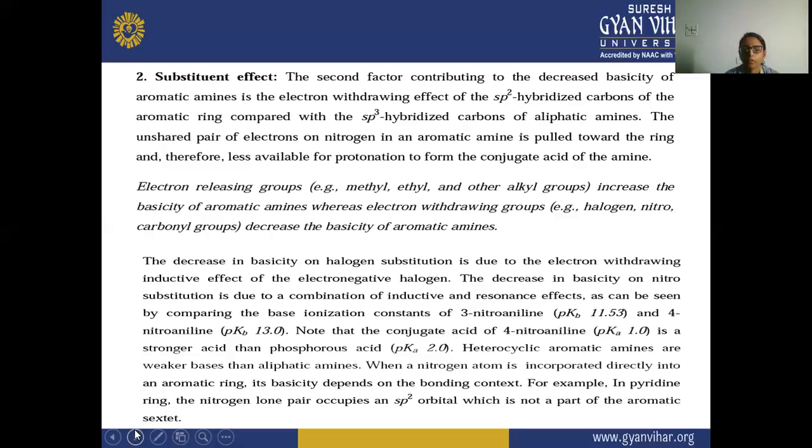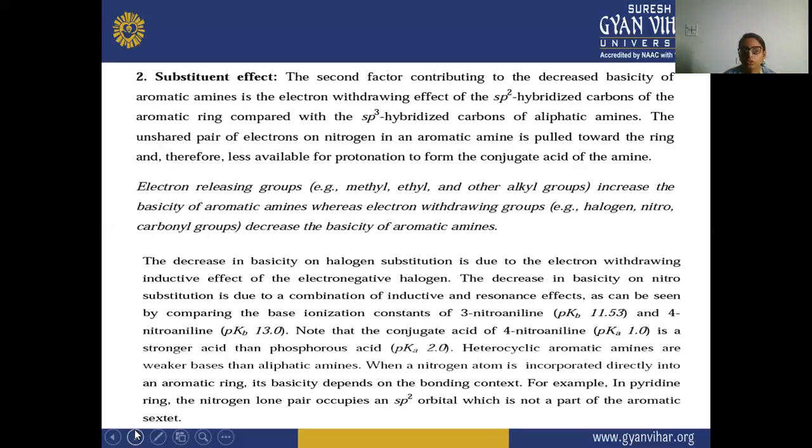So the unshared pair of electrons on nitrogen in an aromatic amine is pulled towards the ring, and therefore less available for protonation to form the conjugate acid of the amine.